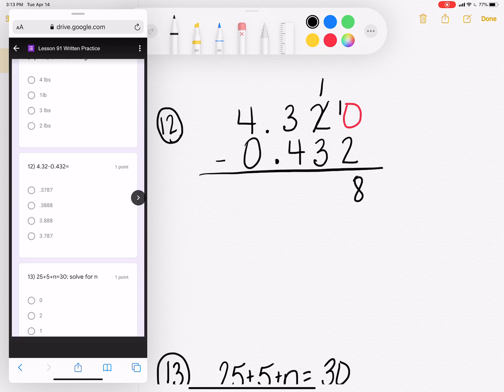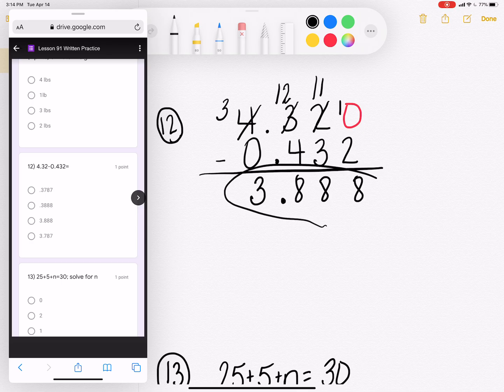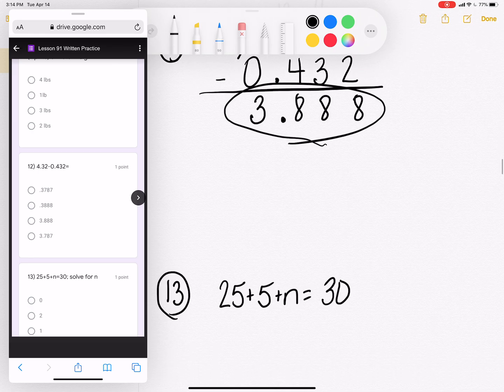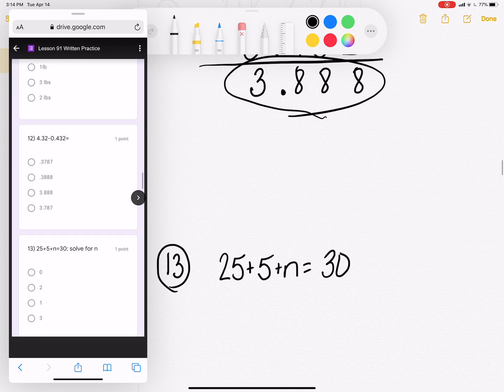I cannot take 3 from 1. Borrow from a 3. 3 becomes a 2. This 1 becomes 11. 11 minus 3 is 8. I can't take 4 from 2. Gotta borrow again. This 2 becomes 12. Minus 4 is 8 again. Bring down your decimal. If you take 1 from 4, it becomes a 3. Look at me go, I made a mistake. So 3 minus 0 is 3. Sorry about that. So you should get 3 and 888 thousandths. Let me make sure that, yep, that's an option.